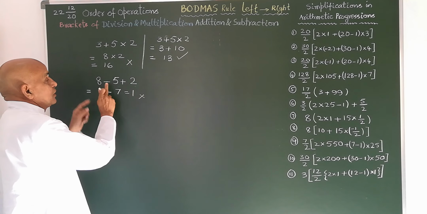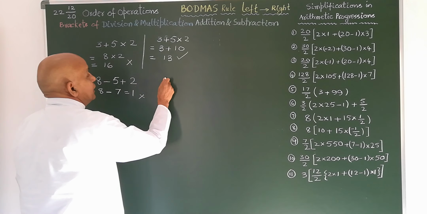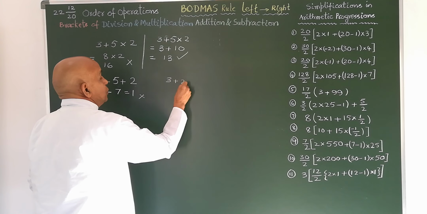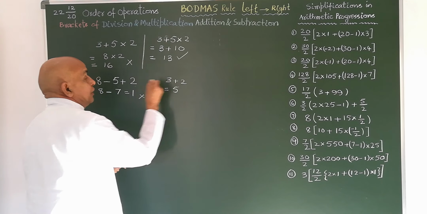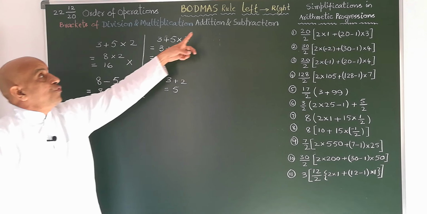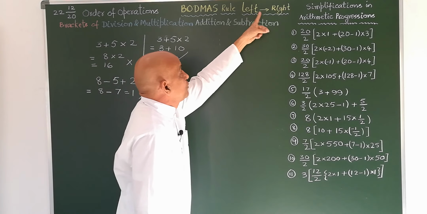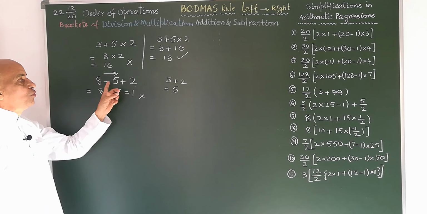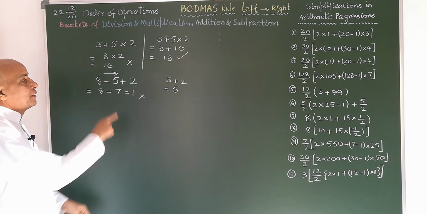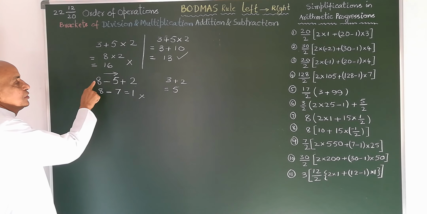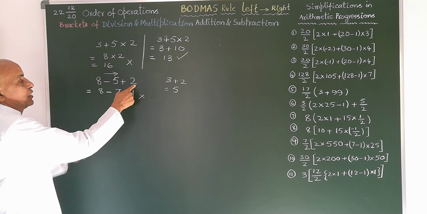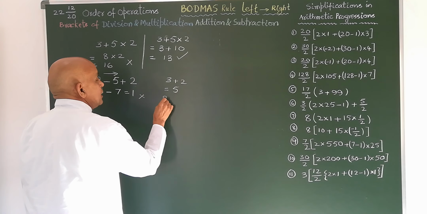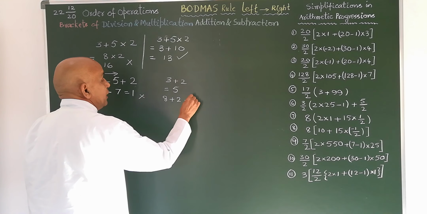Suppose I take subtraction first, then 8 minus 5 is 3, plus 2 is 5. Here we have to follow this rule also, left to right. If you observe closely, these are integers. This is a negative integer, 5. These are the positive integers. First we add these two, 8 plus 2 minus 5.